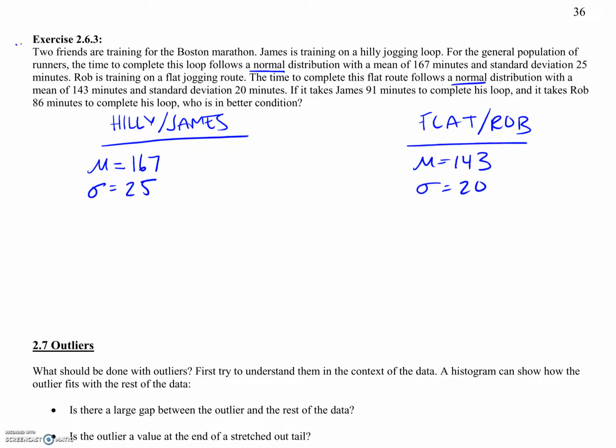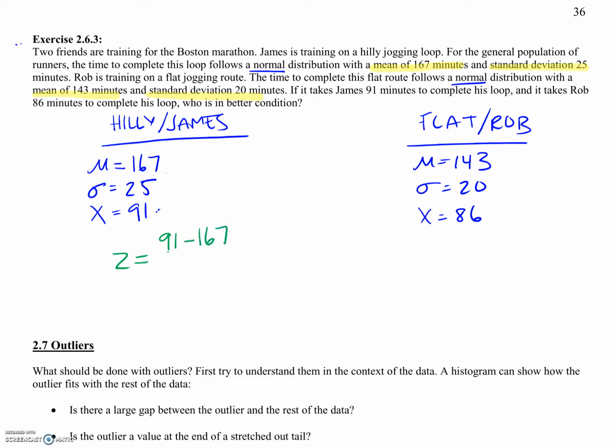All I'm doing is grabbing this sort of information, mean, standard deviation. And then we were given their actual observations. James takes 91 minutes and Rob takes 86 minutes. And this is one of those questions where I always ask students, are these guys good runners? And everyone says, yes, they are finishing this a hell of a lot faster than the average. And for running, faster means smaller times. So keeping that in mind, let's go ahead and calculate our z-scores.